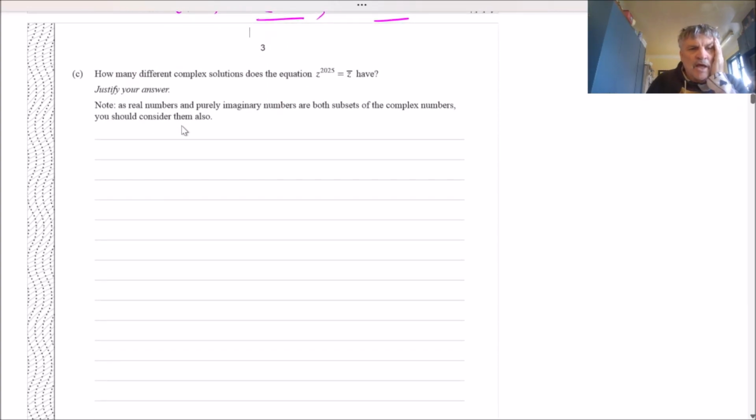Part C. How many different complex solutions does the equation z to the power of 2025 equal to the conjugate of z, complex conjugate of z, have? Well, I think a good start is to write not r, write z.